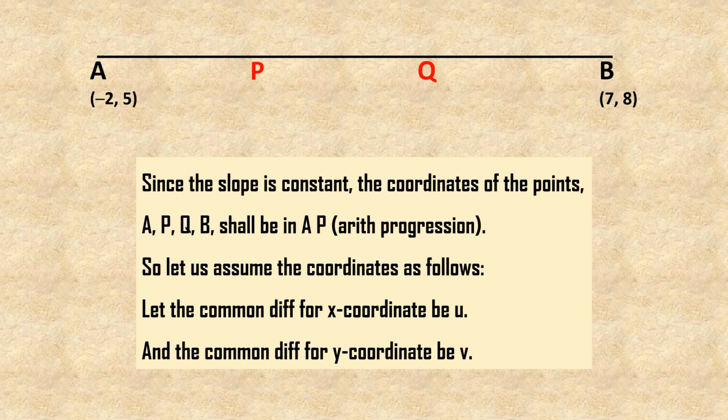Since the slope is constant, the coordinates of the points A, P, Q, B shall be in arithmetic progression. So let us assume the coordinates as follows. Let the common difference for x coordinate be u, and the common difference for y coordinate be v. Once we know the values of u and v, we shall be able to write all the coordinates without requiring any further computation.